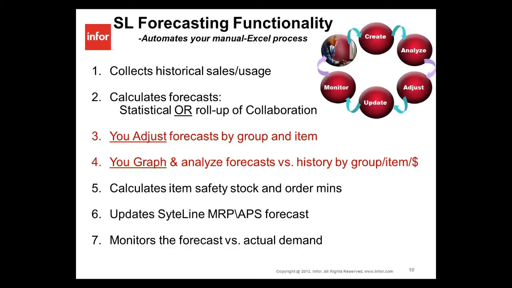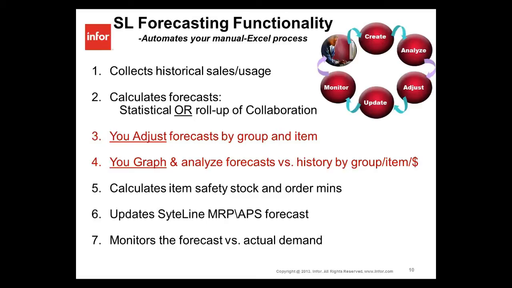Then you're allowed to go in and review these forecasts and adjust them. And you can do adjustments, as I mentioned before, by different groupings or at the item level. You also can analyze the forecast in a variety of different ways by comparing the forecast against history, seeing how good of a job you did forecasting items in the past using different methods. So you have somewhat of a playground here to adjust and analyze and graph these forecasts you've been calculating to get happy with one.